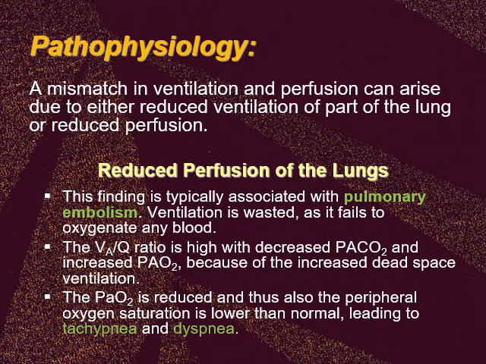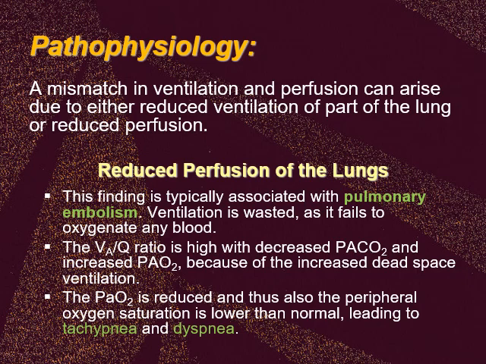Now, what are the pathophysiological explanations for the change in ventilation perfusion ratio? Basically, the change is either due to reduced perfusion of the lungs or reduced ventilation of the lungs. Regarding reduced perfusion of the lungs, this finding is typically associated with pulmonary embolism. Ventilation is wasted as it fails to oxygenate any blood.